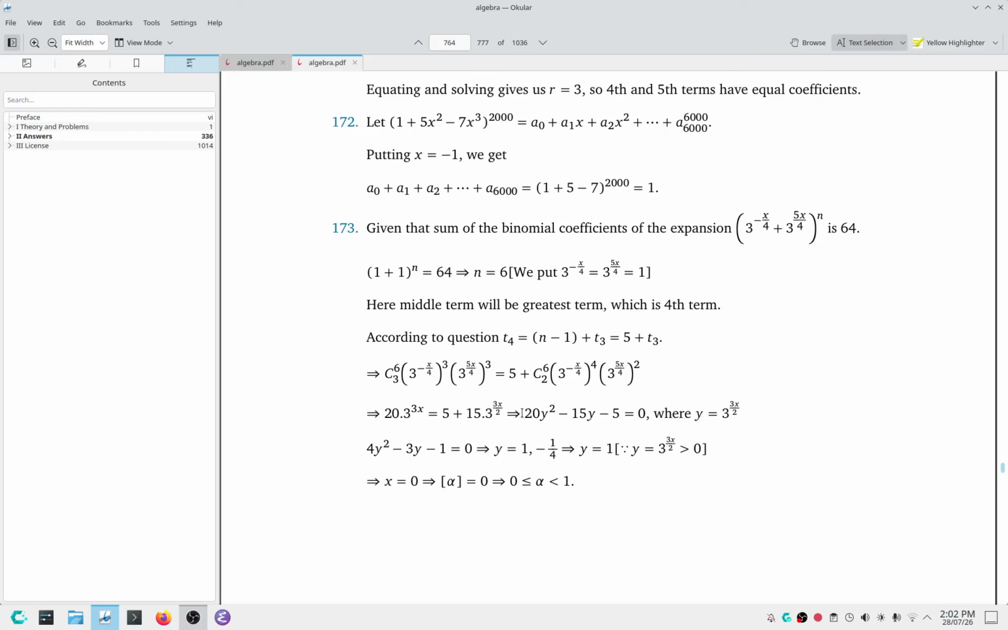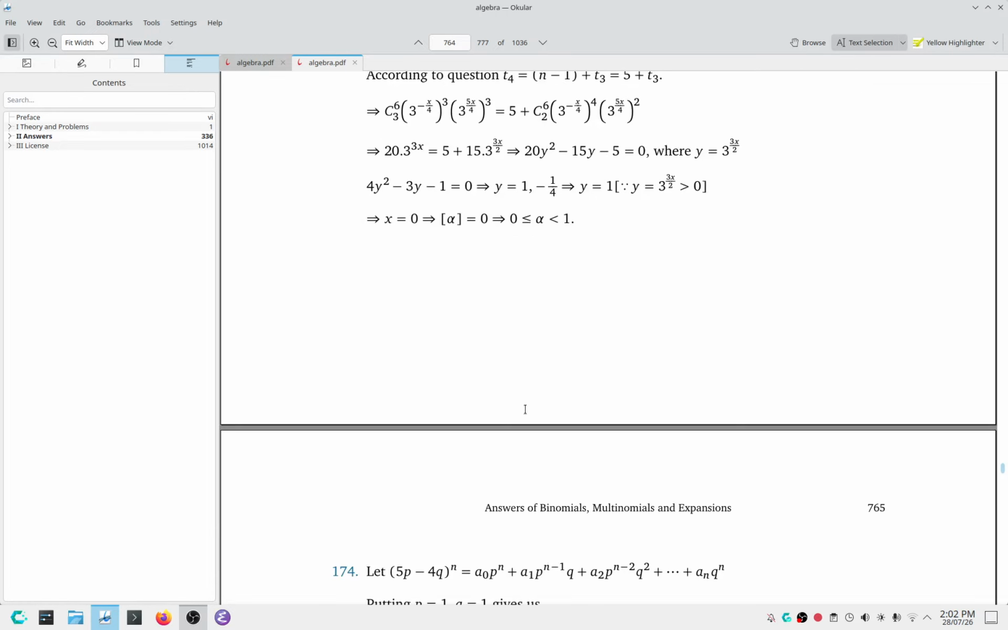We get the quadratic equation 20y squared minus 15y minus 5 is equal to 0, where y is equal to 3 to the power 3x upon 2. So this is equivalent to 4y squared minus 3y minus 1 is equal to 0. So y is equal to 1 and minus 1 by 4, but y will be greater than 0. So y is equal to 1, so that means x is equal to 0 and alpha will lie between 0 and 1 from this expression.